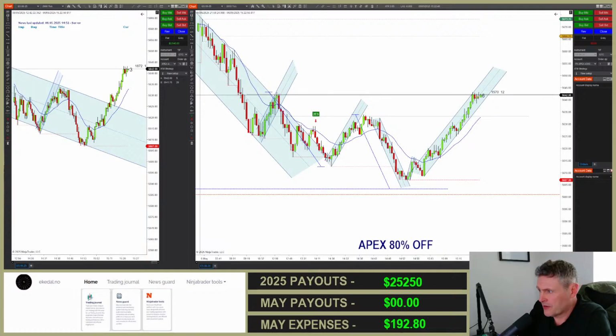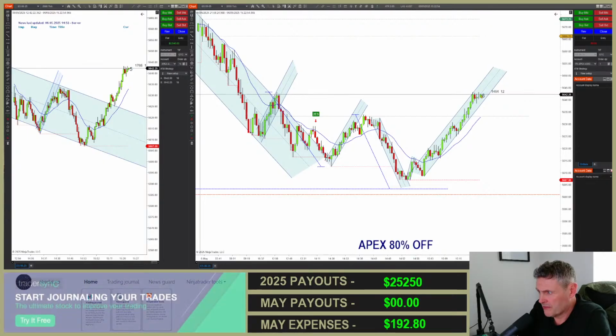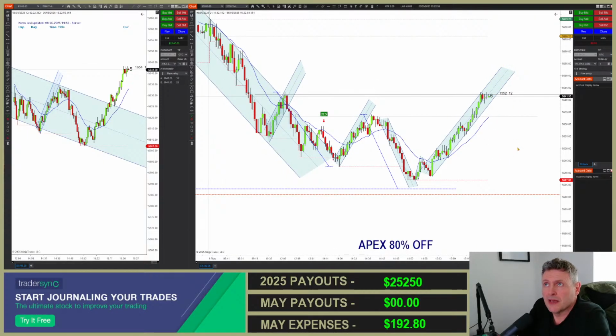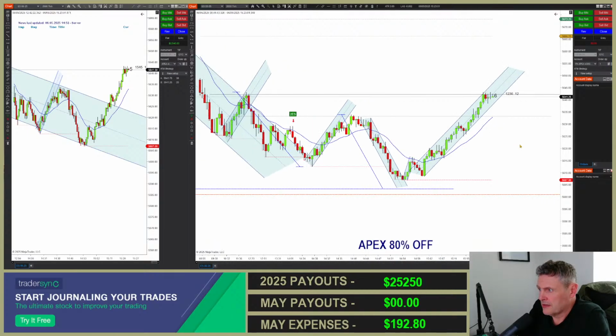Okay, we're definitely finding some support here. No argument there. 1, 2. We got 5 bars, struggling to get above that. Now whether it manages or what. Who knows?